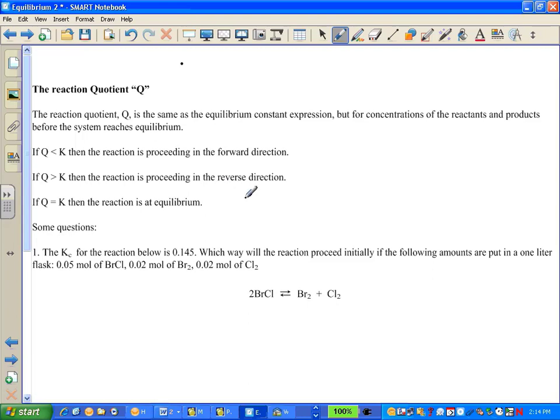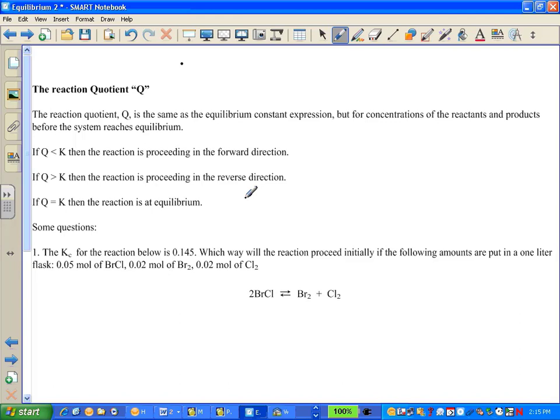The last topic we'll look at in this lesson is looking at how you can decide whether or not a particular system is at equilibrium, and knowing that if it's not at equilibrium, we'll be able to decide which way it needs to shift in order to reach equilibrium. We're going to use something called the reaction quotient in order to help us to do that.